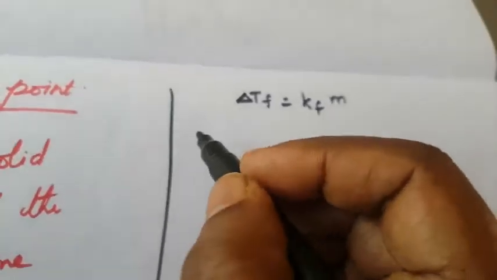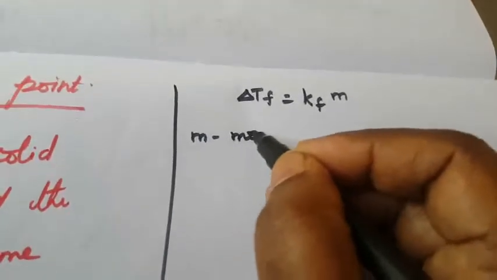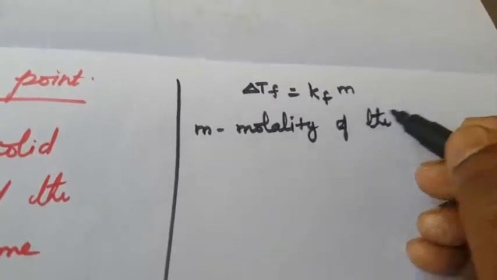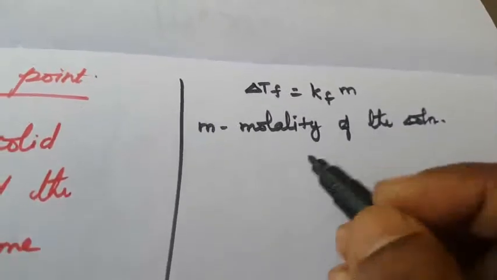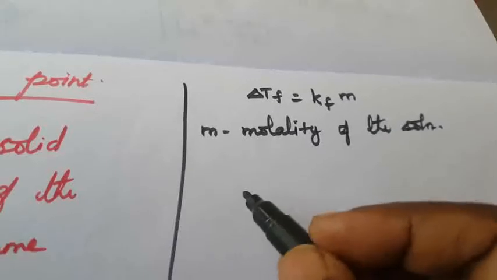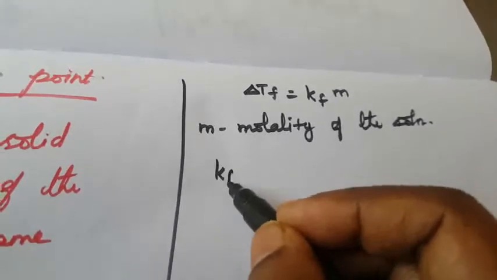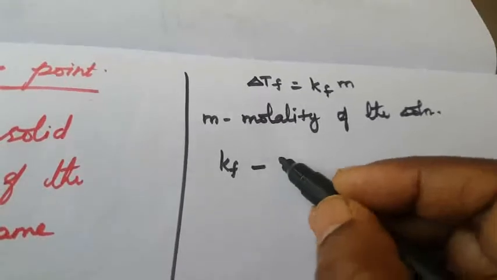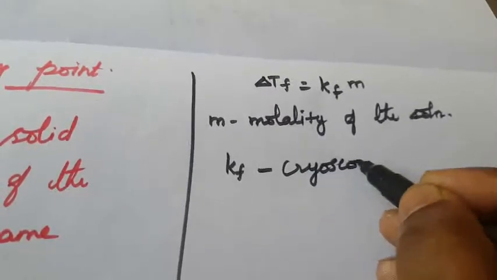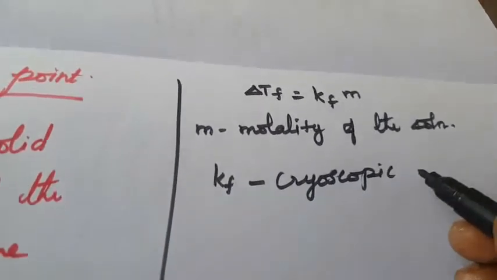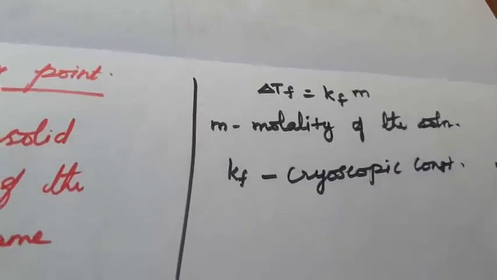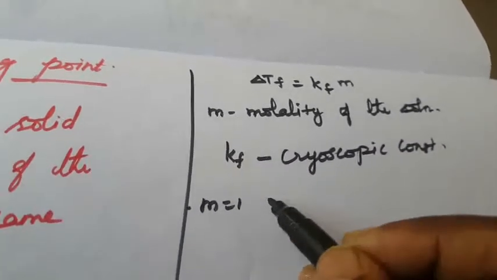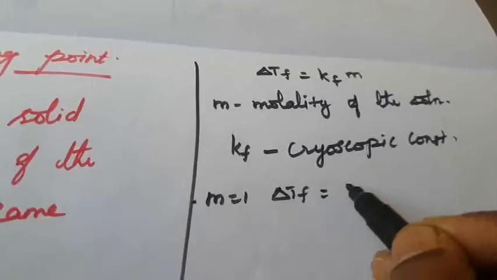Now again, what is m? m is the molality of the solution. Then what is meant by Kf? Kf is the freezing point constant, or the cryoscopic constant. Freezing constant or cryoscopic constant. When m is equal to 1, then delta TF is equal to Kf.